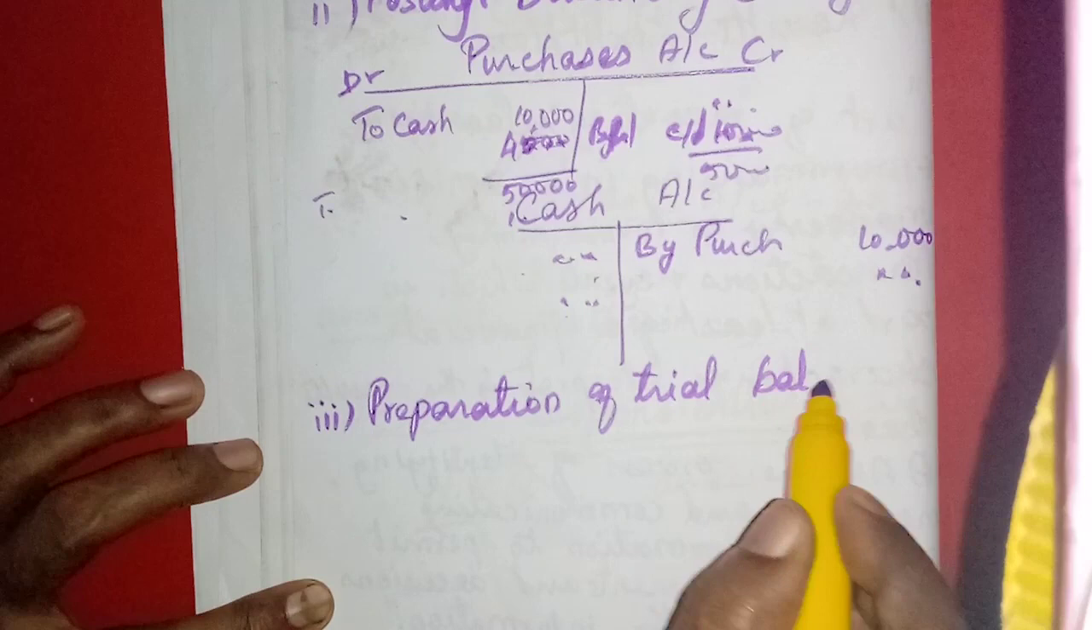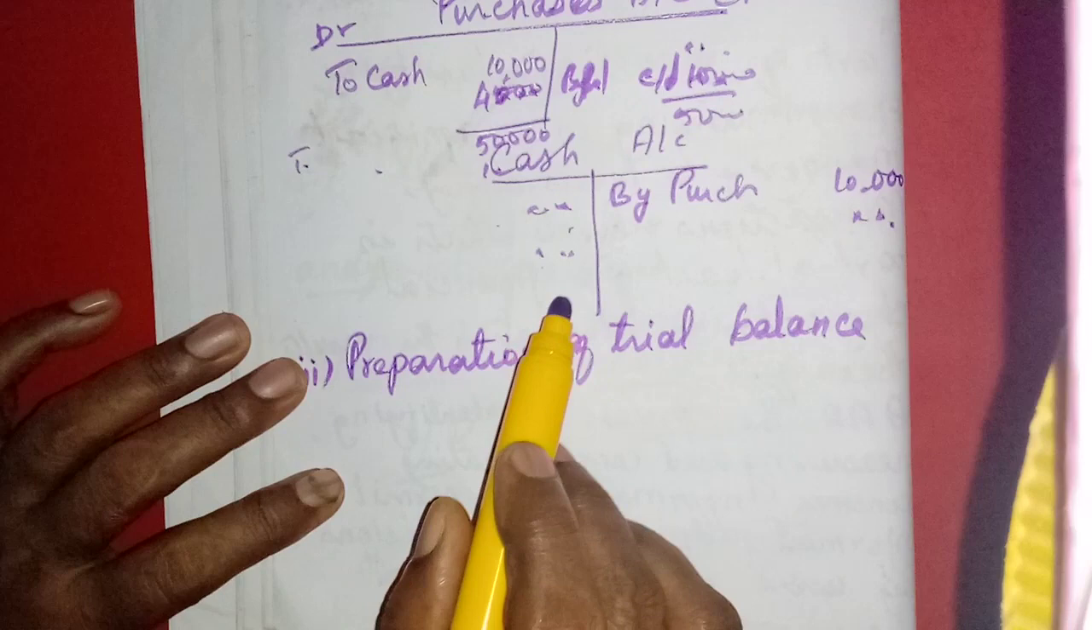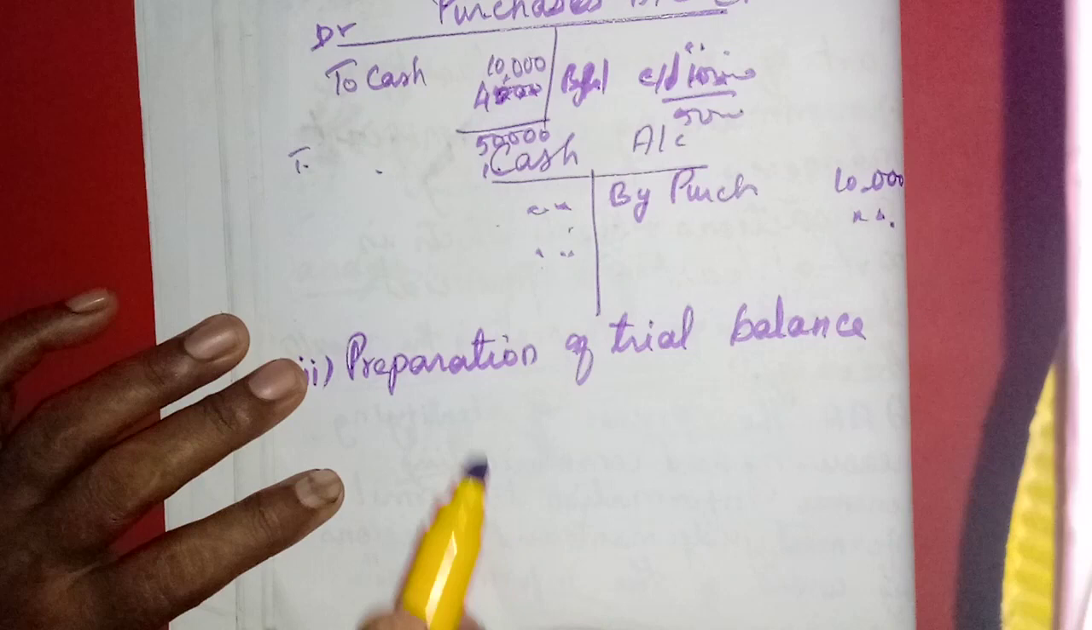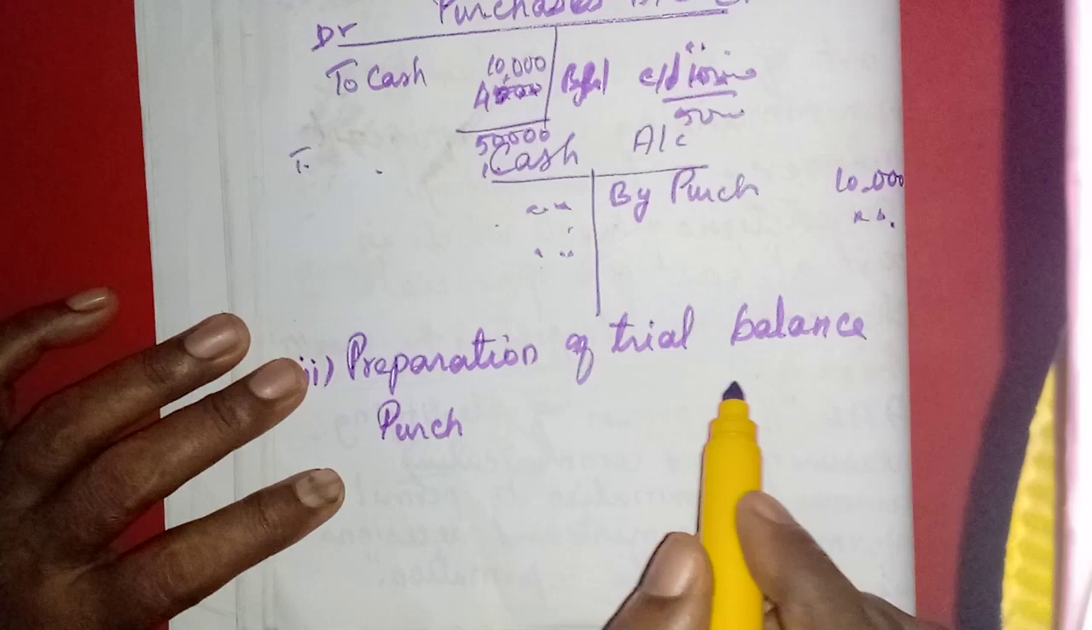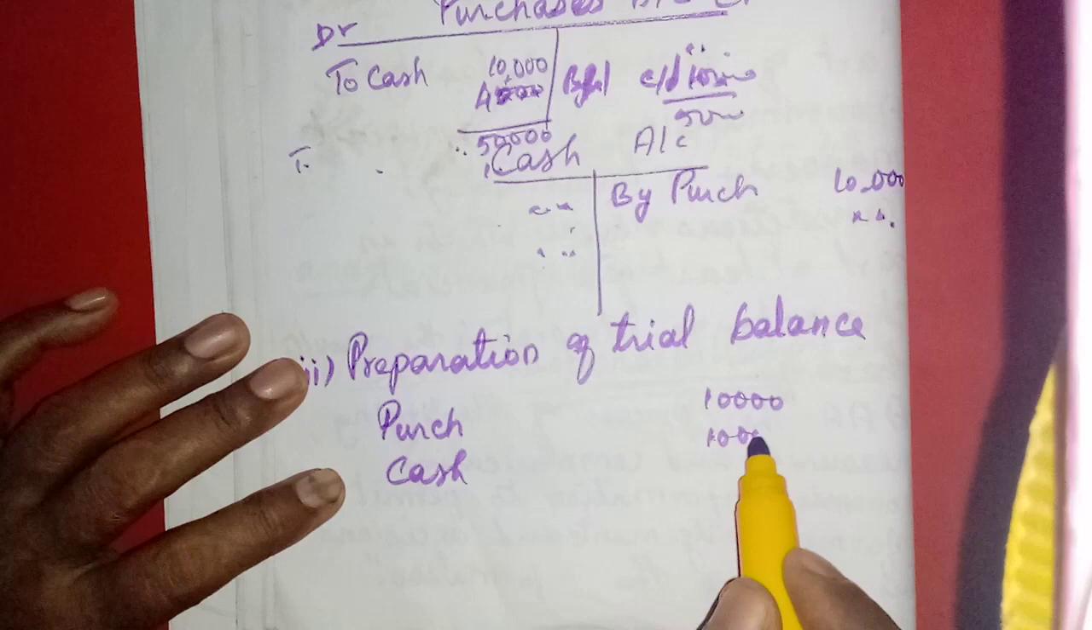So the trial balance we will write, trial balance, one statement, only one page we will use. Here we enter all the balances from the ledger accounts. All the ledger account balances will be summarized in a statement. That is called summarizing. So here the purchases account we will write, purchases debit. Here it is a debit balance, so 10,000. Cash also will show a debit balance only. So, 10,000. Then sales will come on the credit side.